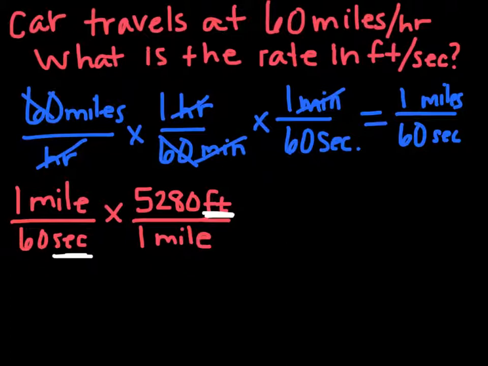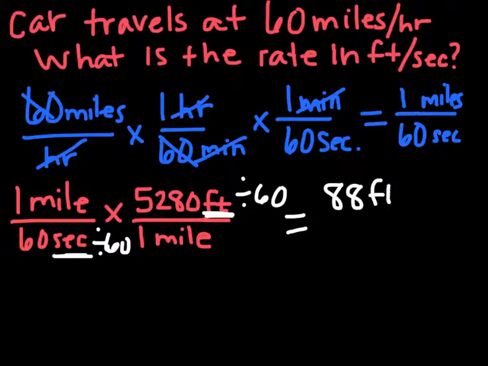Perfect. So now all we have to do is cross divide by 60, which is going to give us an answer of 88 feet per second. Right. So the rate that the car travels in feet per second is 88 feet per second. Okay, let's work one more.